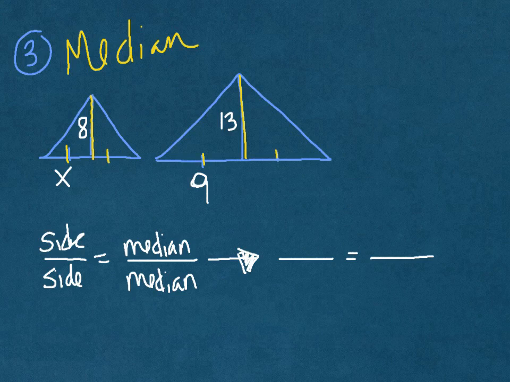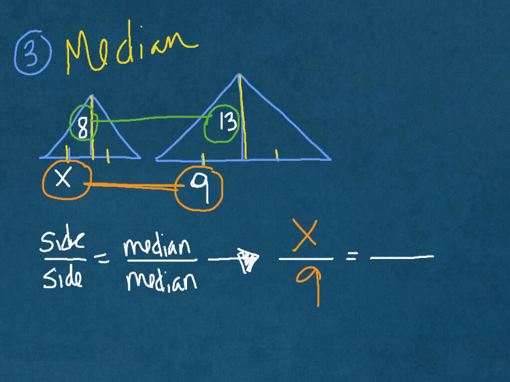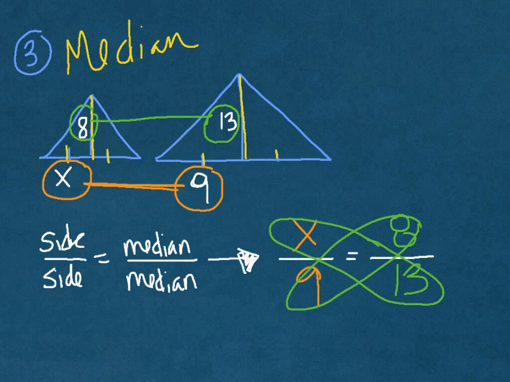So what we're going to do is take the side of the triangle that we know. We only have a piece of the side, which is x and 9. Those two pieces of the side we're going to make into the first fraction. And then we're going to take the other two, the medians, the 8 and the 13, and put those into a fraction. So x over 9 equals 8 over 13. Cross multiply, so you get 13x equals 72, and you'll end up getting x is 5.5.